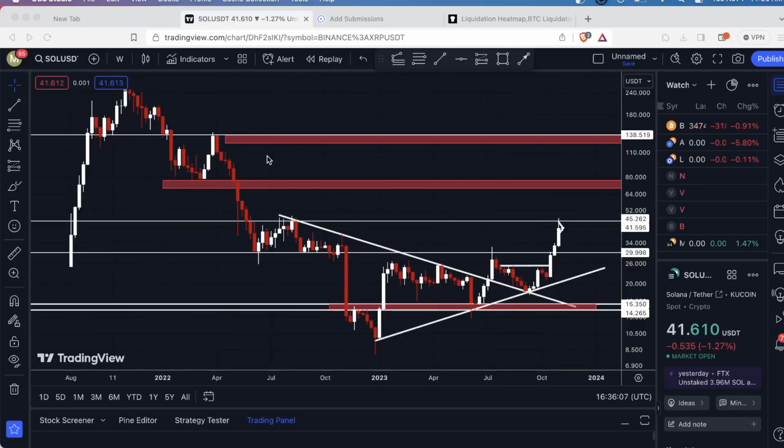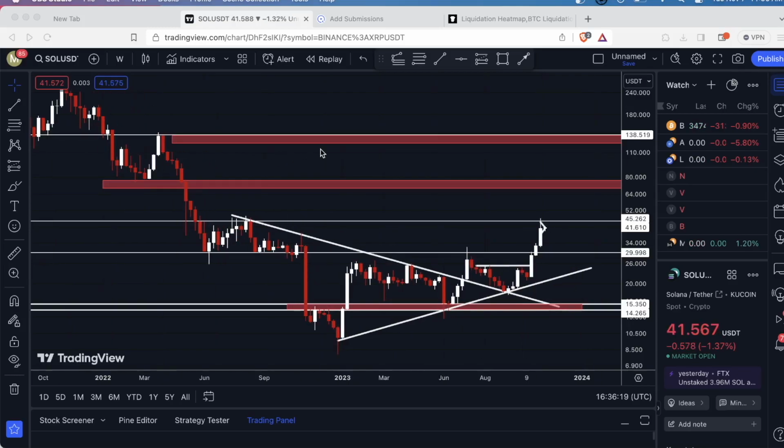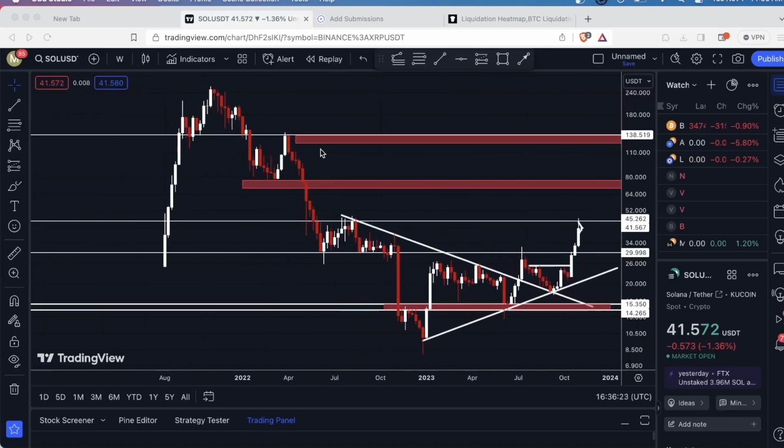Just going to take a quick look at Solana. Ticker for this is SOL, and I'm currently on the weekly time frame. I did an analysis of this chart, I think about a week ago, and in that analysis I marked out all these levels for you. So I don't really want to repeat myself. I'll just give you a very quick rundown. Okay, so key levels to draw on your chart.